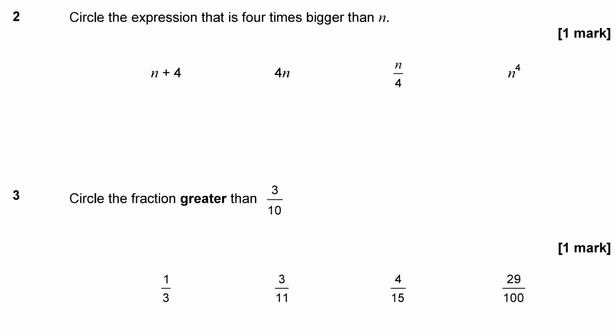Question 2. Circle the expression that is 4 times bigger than n. Well, n plus 4 is 4 more than n. That's not quite the same thing. 4n is 4 times n. That's the one we want. Let's just check the others. n divided by 4. No, that isn't it. And n to the power of 4 is n times itself 4 times. So that's not it either. So 4n is the one we want.